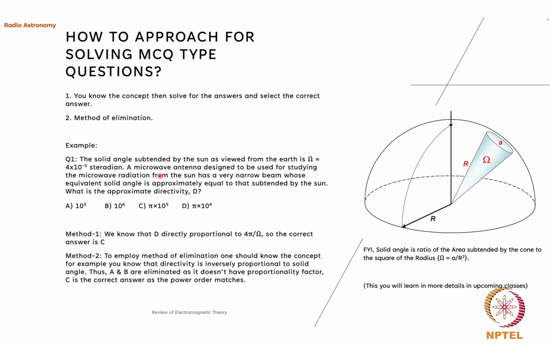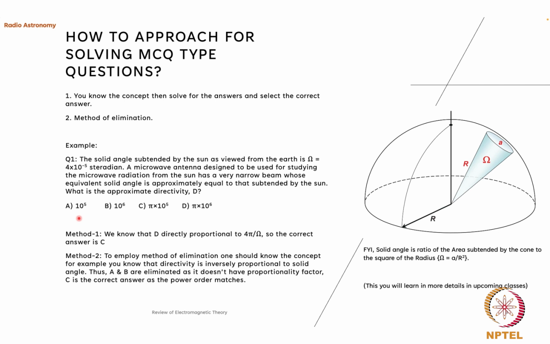Now, if you go by method 1, you will know the entire concept and you will know the formula that directivity is equal to 4 pi by the solid angle. So the correct answer will be C, because the 4 will get cancelled and your answer will be pi into 10 to the power of 5.